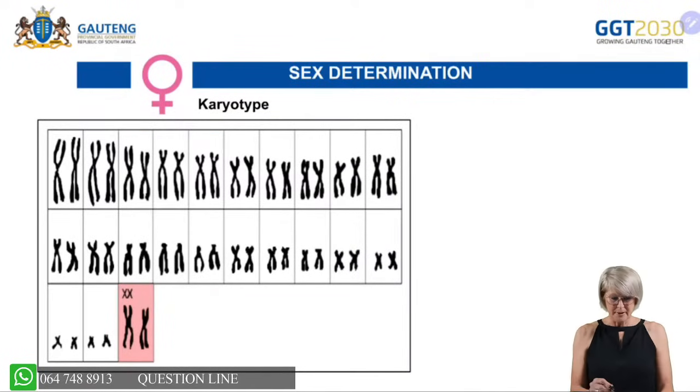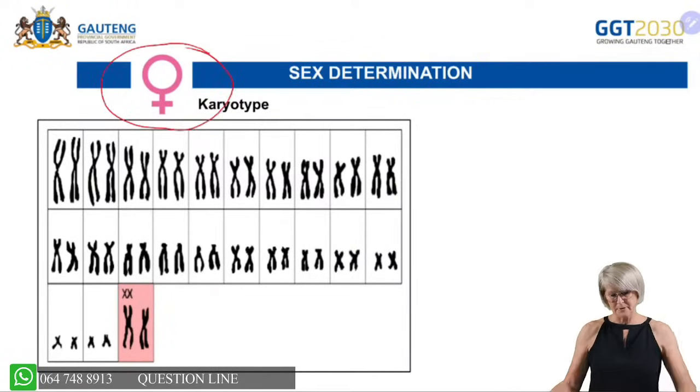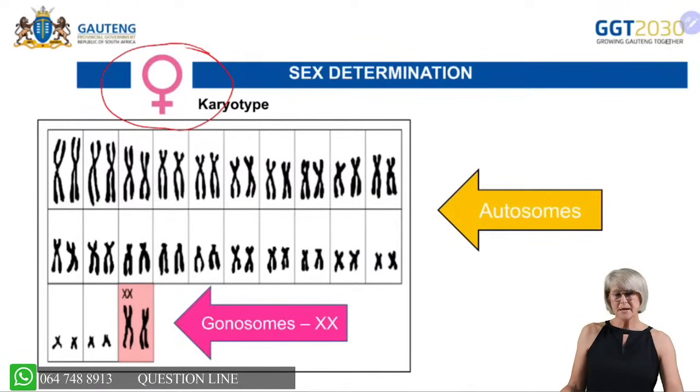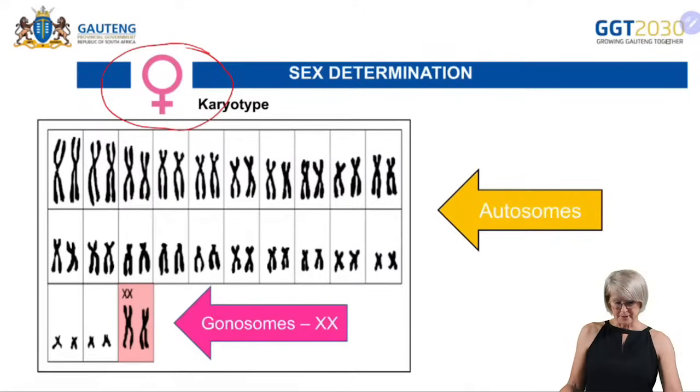Right, then this, nice and pink, happens to be the symbol for females, and this again is a karyotype, which indicates the structure of the chromosomes of a female individual. Again, the first 22 pairs of chromosomes are known as the autosomes, and the last pair again is the gonosomes. In this case, you can see both of those chromosomes are the same, which means that the individual is a female.